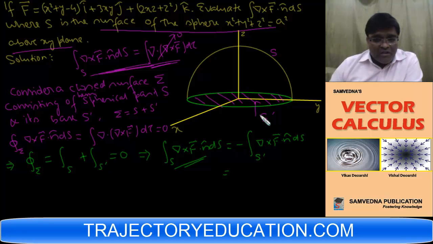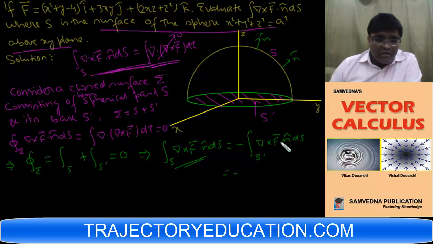How is it easy? What is the convenience you get on evaluating the surface integral on a plane surface? First of all, on a plane surface, your ds is just dx dy. Your n is always lying in the same direction on a plane surface. On a curved surface, n is not lying in the same direction; n at every point lies in a different direction. You can see it over here on S dash.